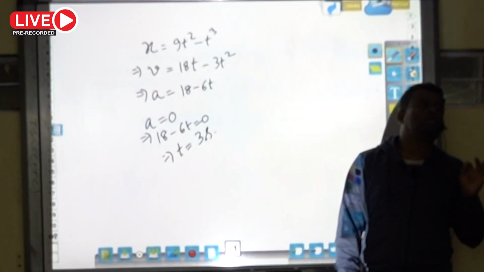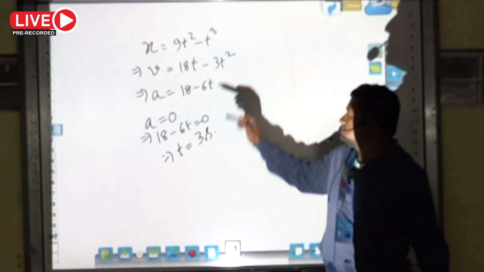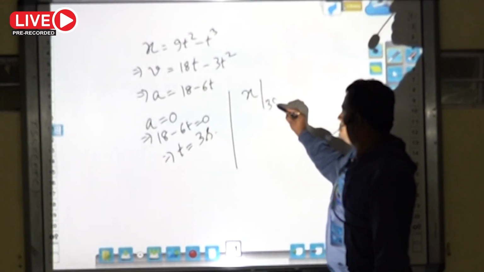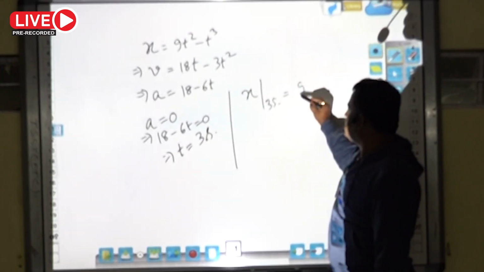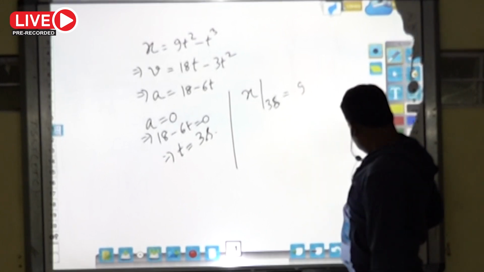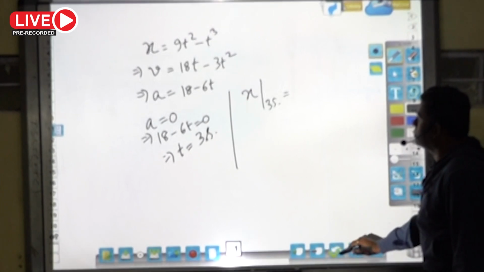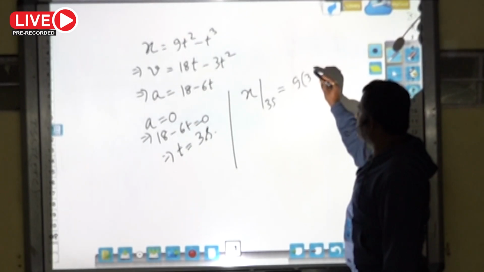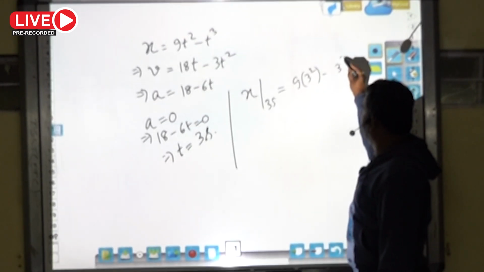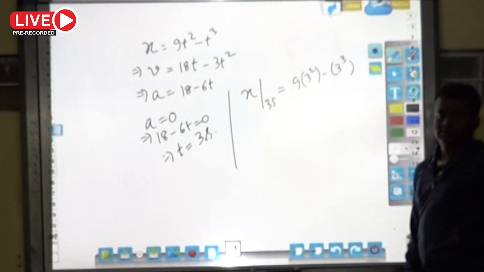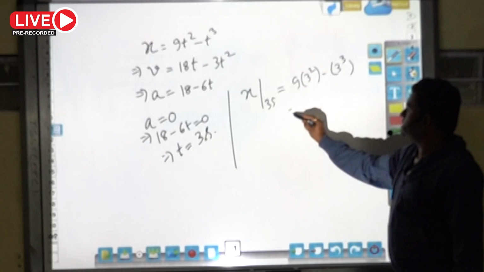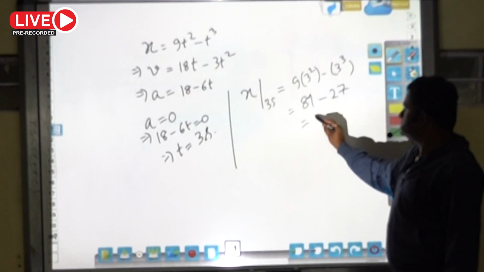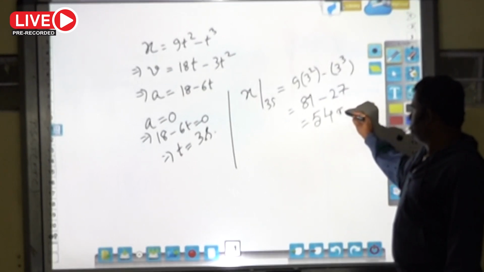So at that moment, what is the position of the particle on the x-axis? So just put this value of t here to find the x at 3 seconds. So that will become 9 into 3 square minus 3 cube. Okay, 3 cube. So it will be 3 square, means 9 into 9, 81 minus 27, that is 54 meter.